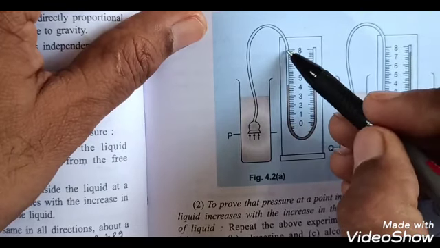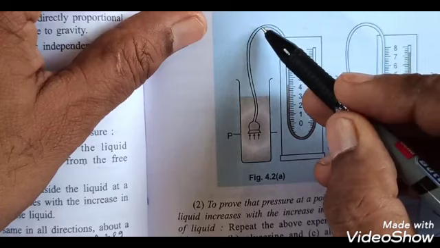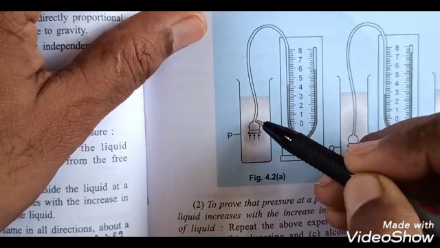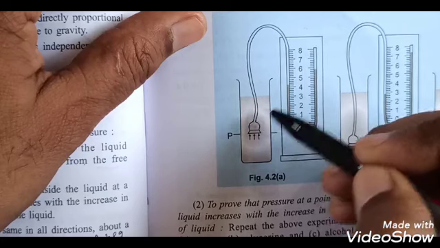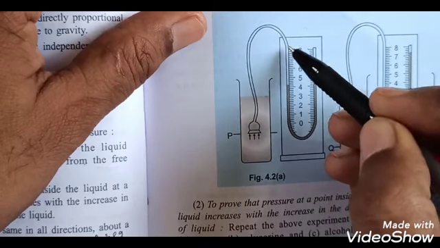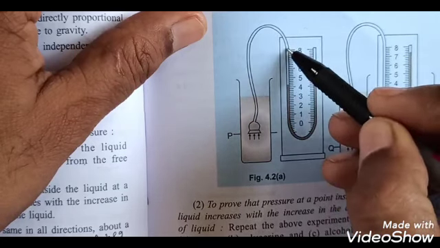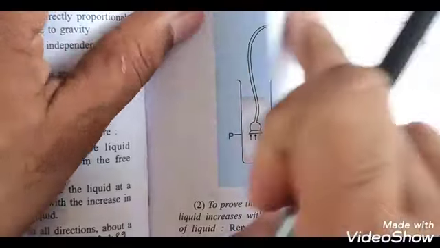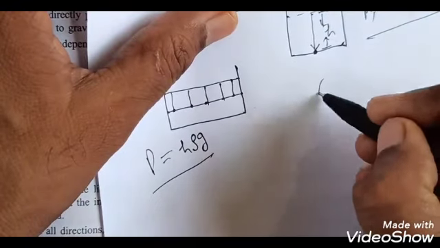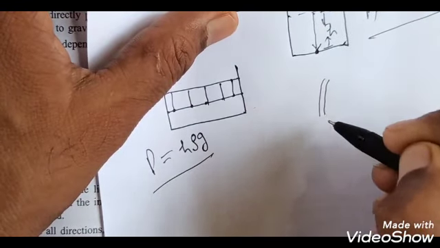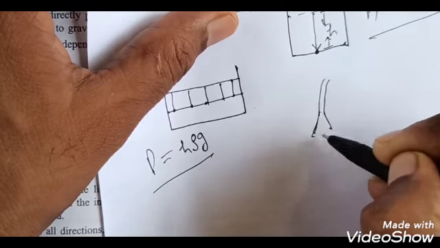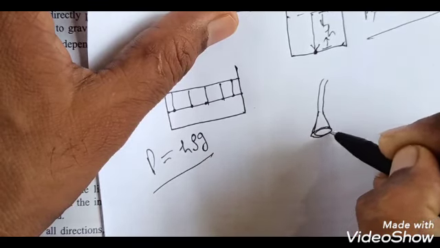A limb is connected with this rubber tube. This is a very long rubber tube, right? One end of the rubber tube is connected with A limb, the other end is connected with the inverted funnel. So this is the rubber tubing, and here the inverted funnel is connected like this.